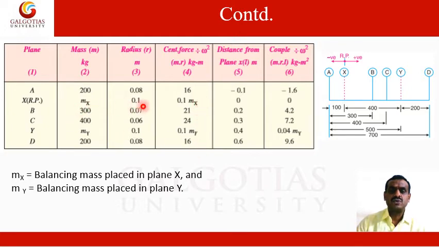Since MX is unknown, we get 0.1 MX as the centrifugal force for this mass MX. Similarly, for MY into 0.1 we get 0.1 MY. Then the distance from the reference plane, that is x, in meters, we have to write. Here, this is the reference plane we have to consider. From the reference plane, how much distance the masses are located. The right hand side we consider as positive value, and the left hand side of this reference plane we consider as negative value.